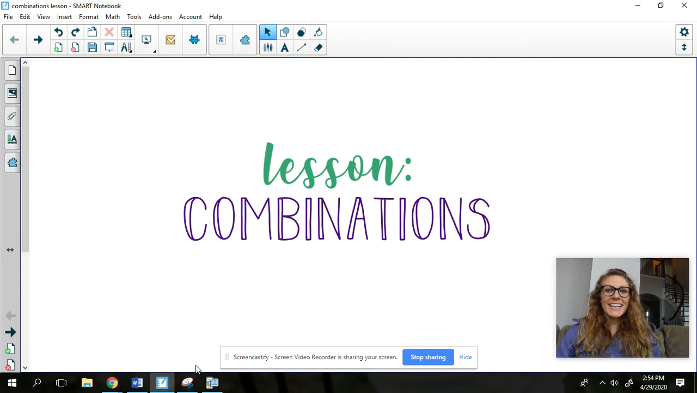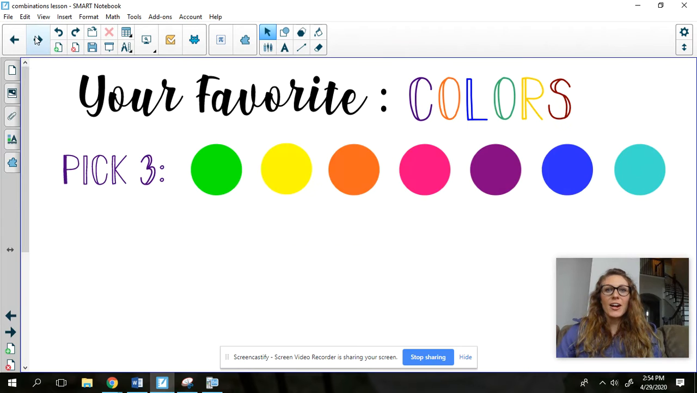Hi everyone, today we are talking about combinations, so let's dive right in. Our example that we're going to be learning about combinations through is a problem where we would get to pick 3 favorite colors. So here are color options. You've got green, yellow, orange, pink, purple, blue, and light blue or teal or something.